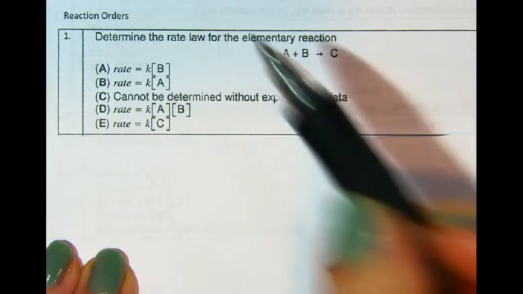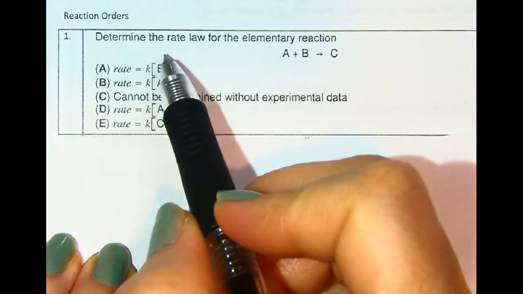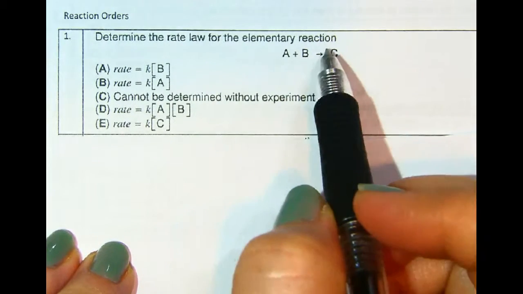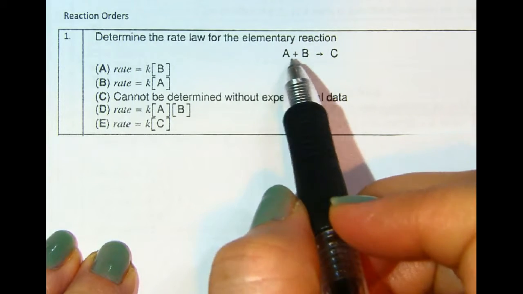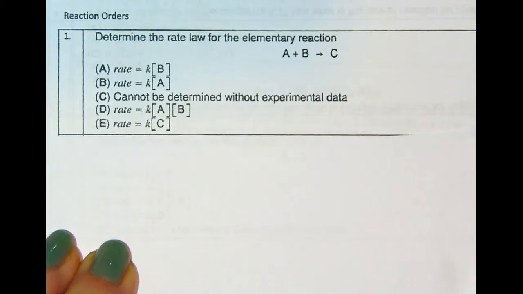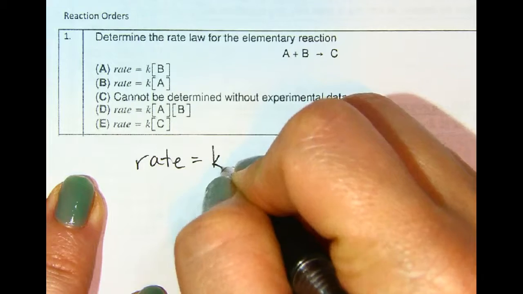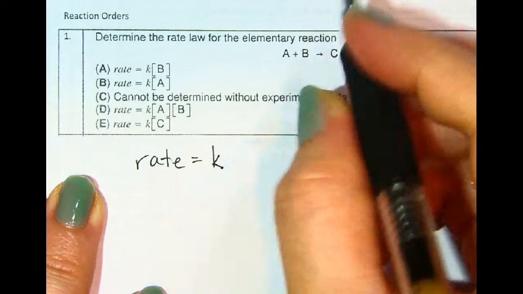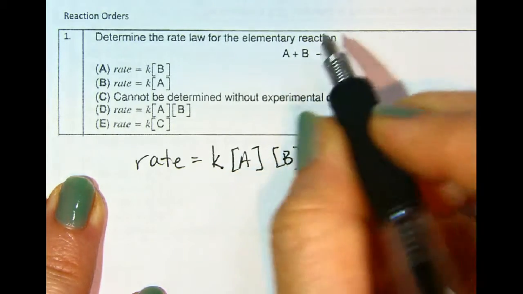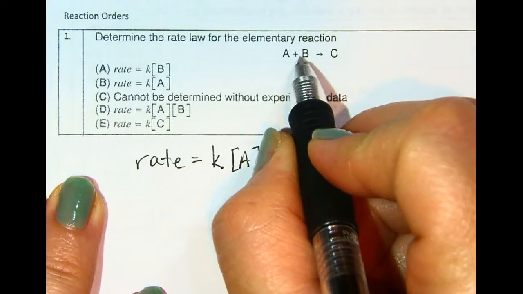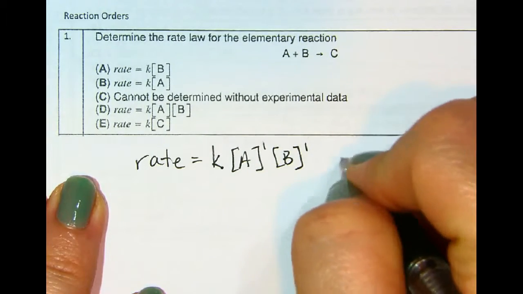Now we'll make our way through the category labeled reaction orders. And so number 1, determine the rate law for the elementary reaction. Because it's an elementary reaction, we can use the stoichiometry in order to determine the rate law. So this will be the rate is equal to the rate constant times the concentration of A times the concentration of B. And because these have a 1 and 1 stoichiometry, they're both raised to the first order. And so the answer to this would be letter D.